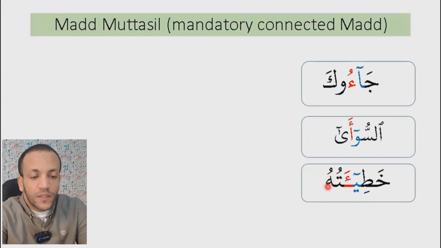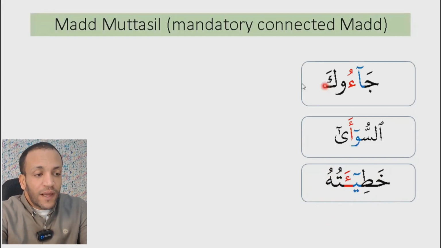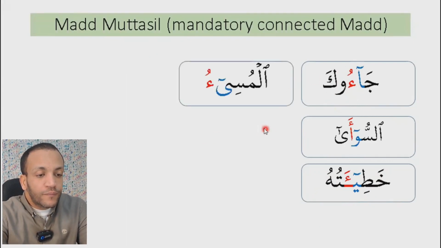The prolongation is here in the letter of Mad. This Mad Muttasil can happen in the middle of the word and also at the end of the word. So you may find the letter Hamza in some cases at the end of the word. Look here at this example. Here the last letter is the letter Hamza and has a vowel.